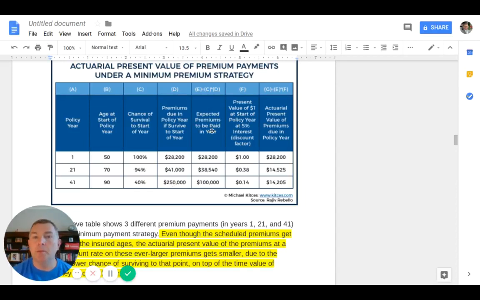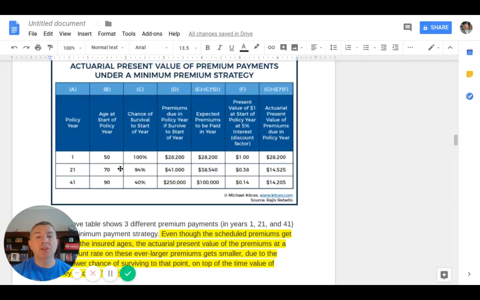$250,000 is our premium. But because there's only a 40% chance that we're going to survive that long, when you factor in the chance of survival, it's only a $100,000 premium. But if we use a 5% discount rate, that premium is only $14,205. That's amazing.